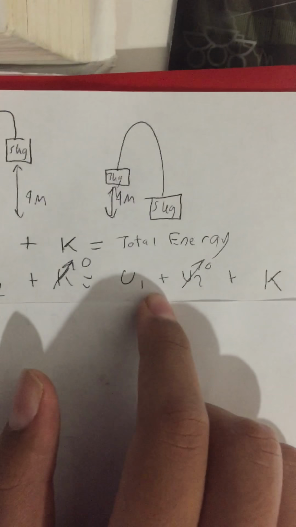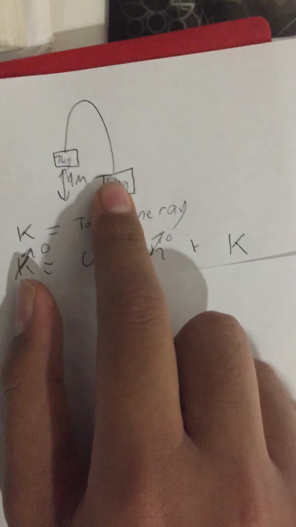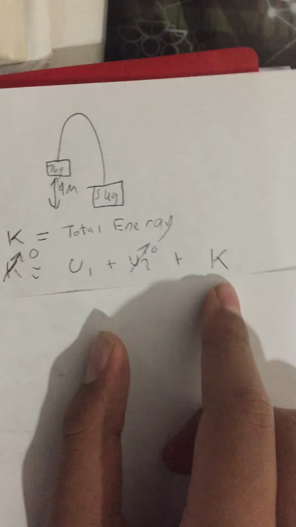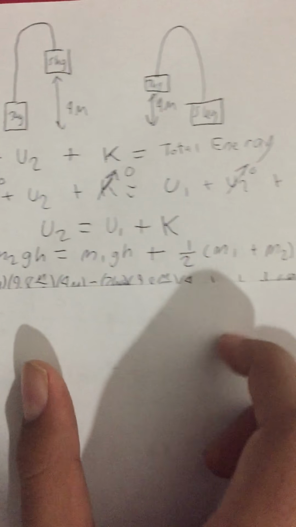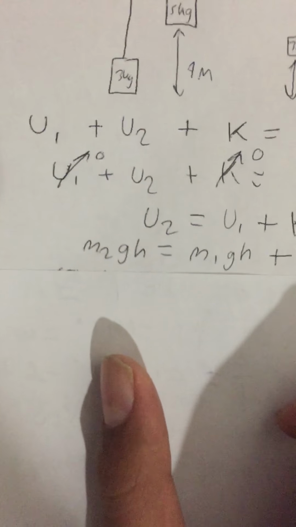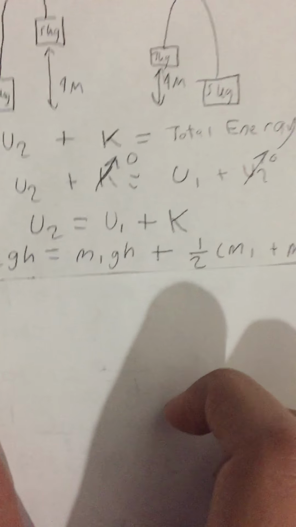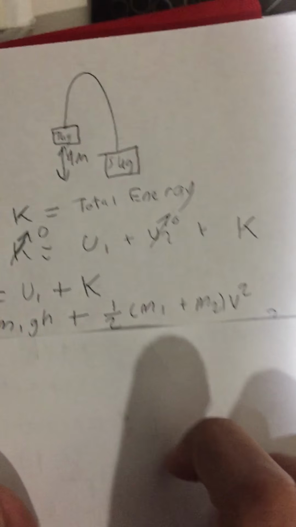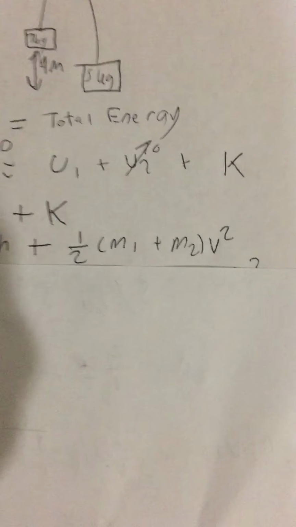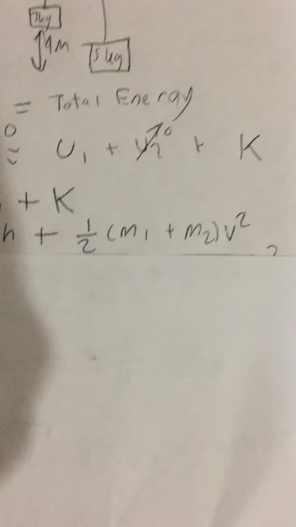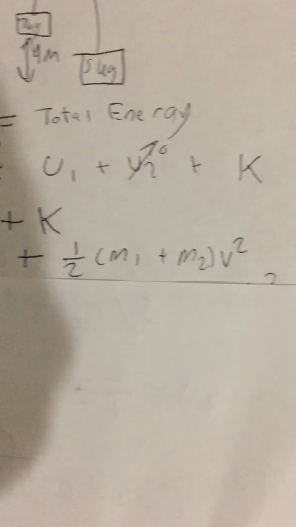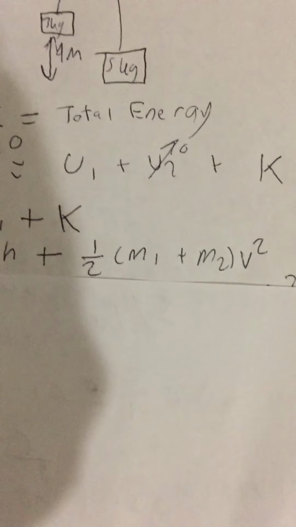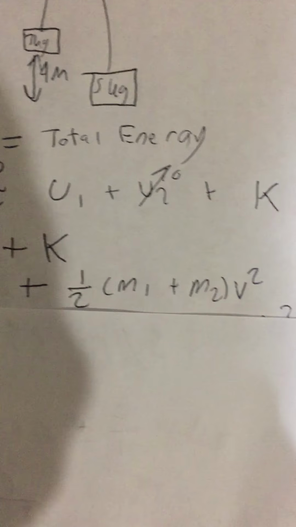And then over here, U1 is going to be something. U2 goes to 0. And K we don't know what it is. So then we get U2 equals U1 plus K. Plugging everything we know, it's m2gh equals m1gh plus 1/2 mv squared. And for the m, you actually add your two masses, because since the K is the kinetic energy in the total system, you use the total mass of the whole system. So it's 1/2 (m1 plus m2) v squared.